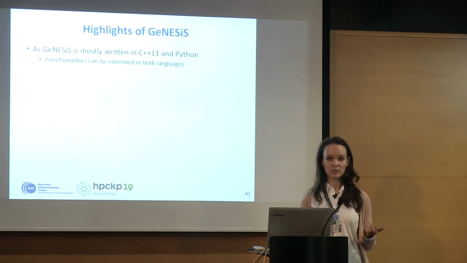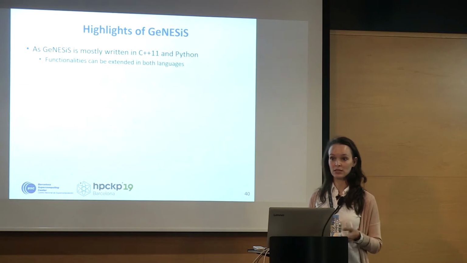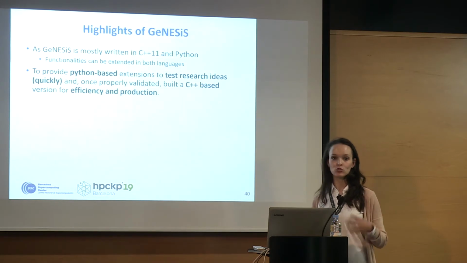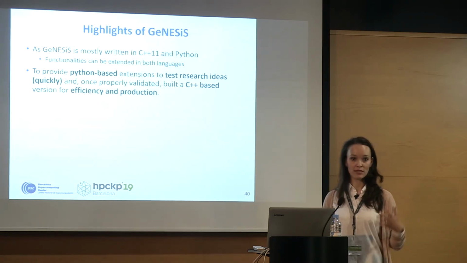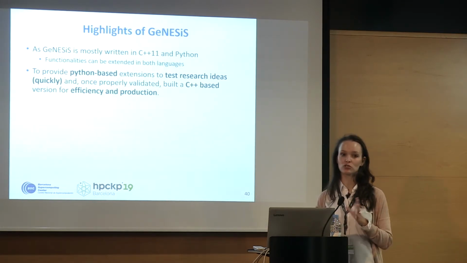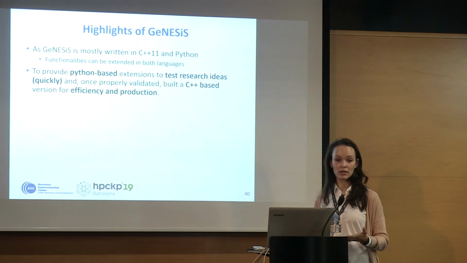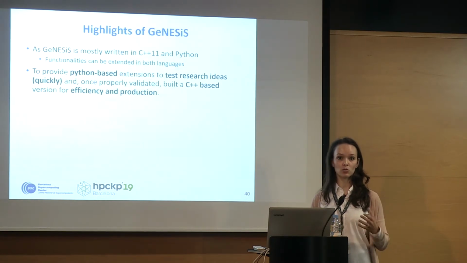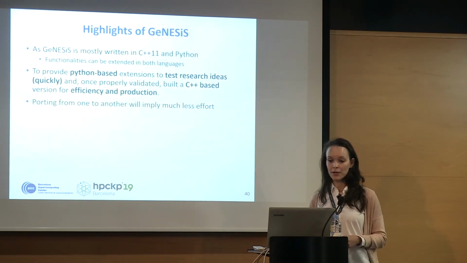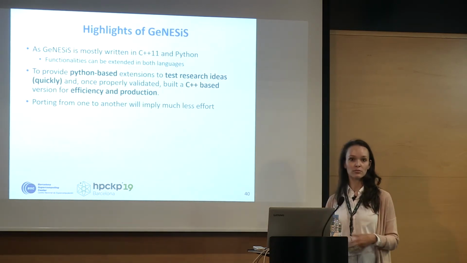GeNESiS is mostly written in C++11 and Python. So the idea is that all the functionalities implemented can be extended in either of the two languages. The idea is to provide quick access to prototyping in Python, and test if your numerical simulation is working and if it will have the results and the performance you're expecting, and then build a C++ version of it really quickly. So we take advantage of the efficiency and production compilers. The idea is to port from one to another, from the prototyping version to the production version, really quickly.